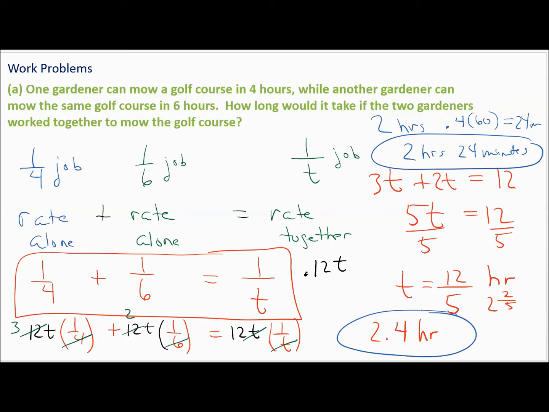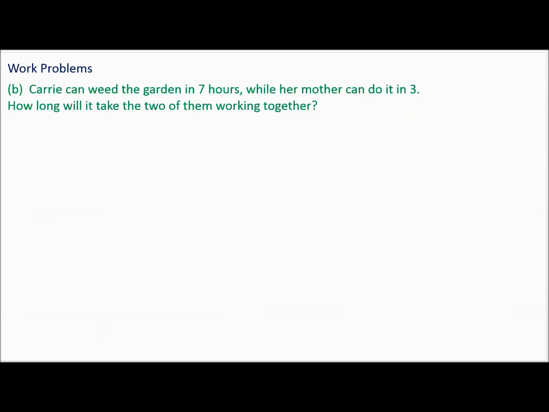Okay, let's try another one. All right, Carrie can weed the garden in 7 hours. This is by herself, 7 hours. Well, her mother can do it in 3 hours. It doesn't say 3 hours, but it does imply 3 hours. How long will it take the two of them working together?